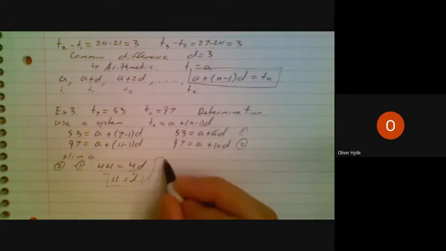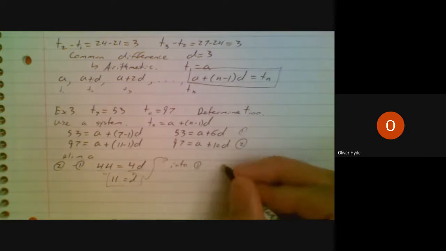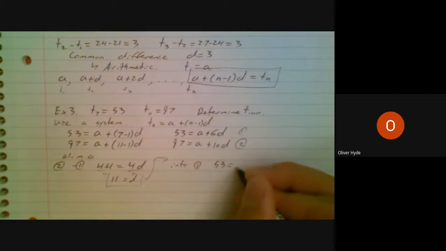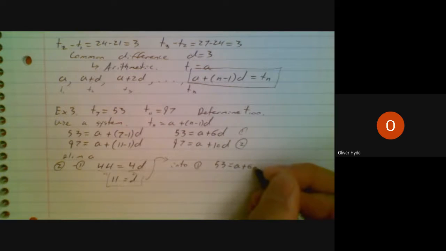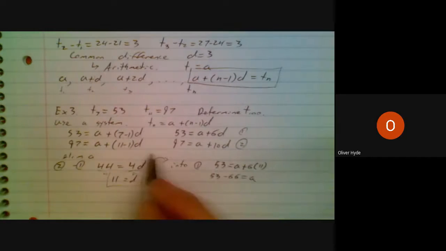Now that I know my common difference, I can substitute into equation 1 or into equation 2 to solve for a. It shouldn't matter which one I use. I'm going to put it into 1 because my numbers are a little bit smaller. I might regret that in a second when I end up with some negatives. I'm going to have 53 minus 66. You know what? I can't avoid the negatives. I'll get a negative value anyway I do this. And what's that? Negative 13.